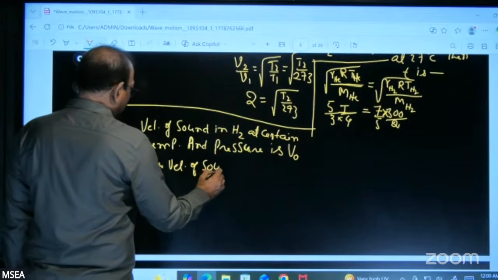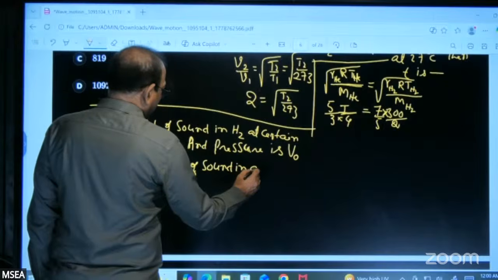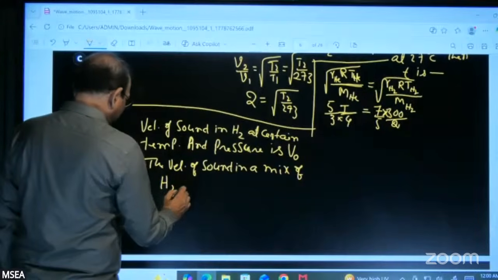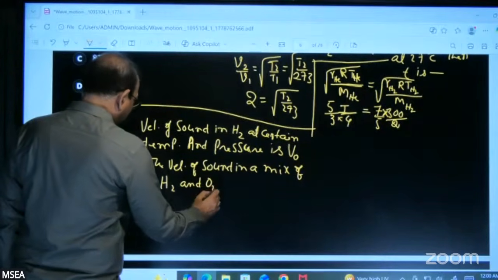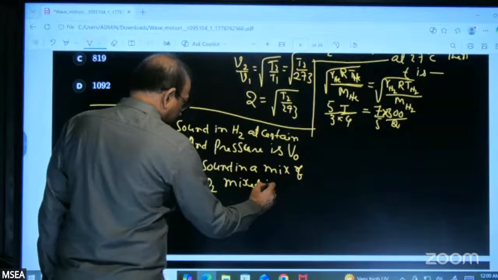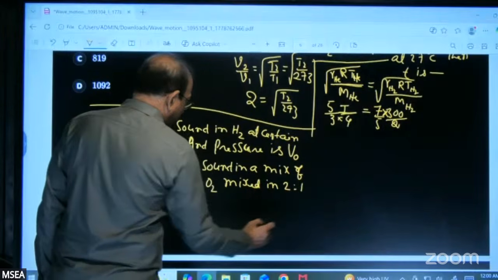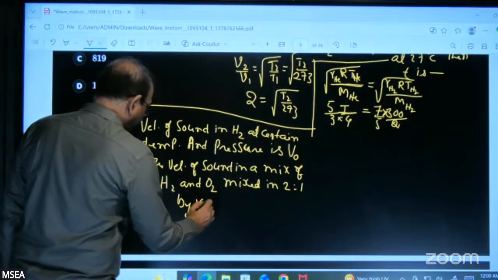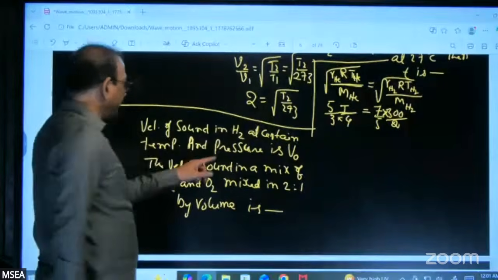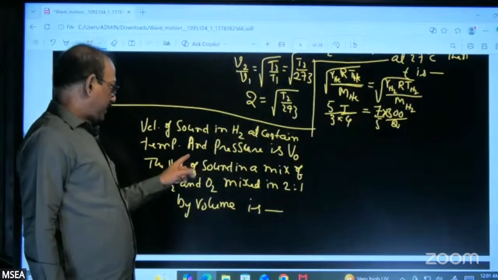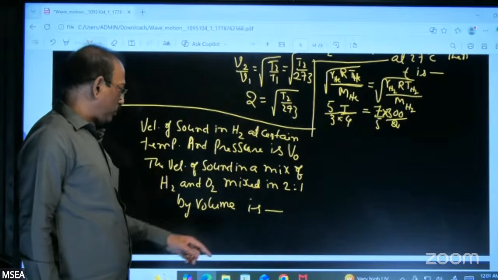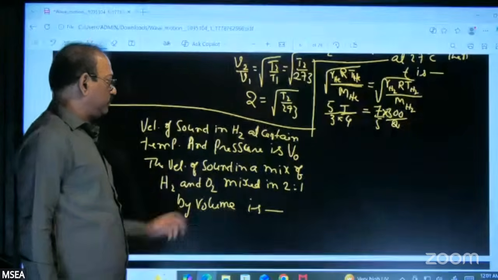The velocity of sound in a mixture of hydrogen and oxygen mixed in 2:1 ratio by volume is dash, at the same temperature and pressure. At the same temperature and pressure, in the mixture of hydrogen and oxygen mixed in 2:1 by volume, what is the velocity of sound? They are asking.